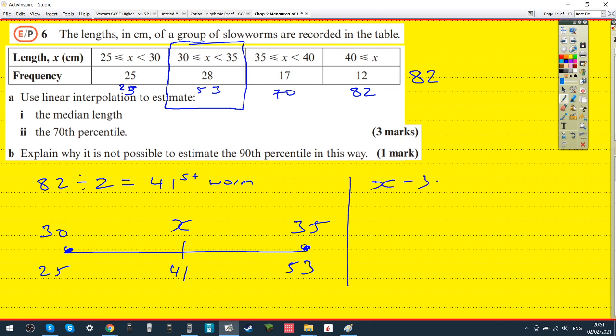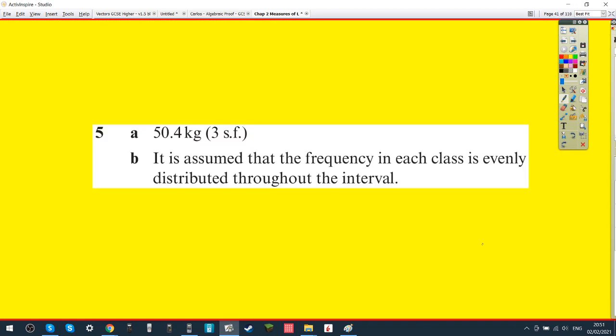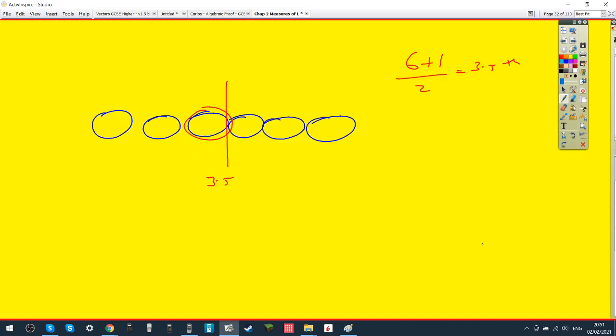Equation. And then use the equation. So I think you're R for the equation bit. 40. No, 35. I always make that mistake. And then it's 41 minus 25 over 53 minus 25. Let's see. X minus 30. Oh, I never have the working out. Okay, but you got it. You have the idea. Okay.